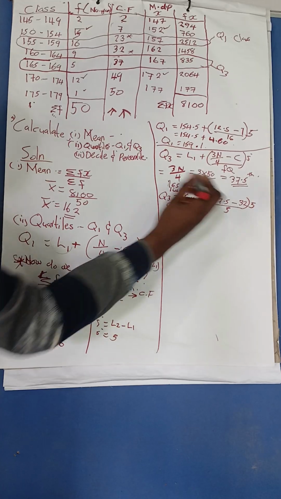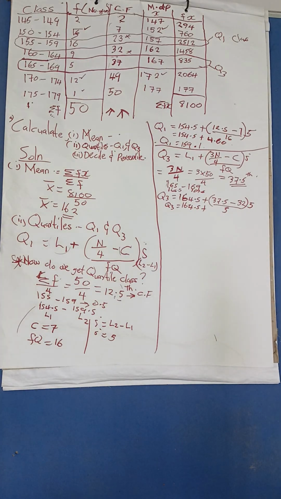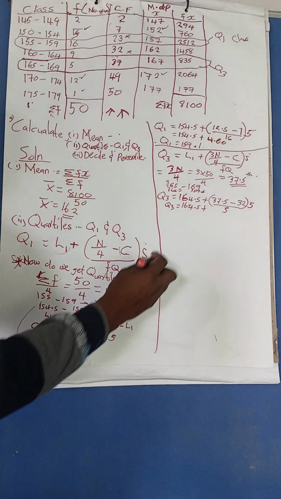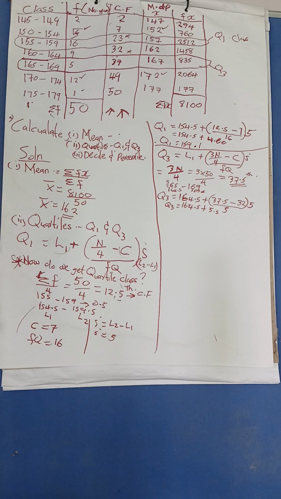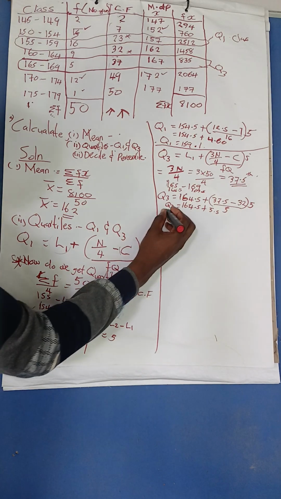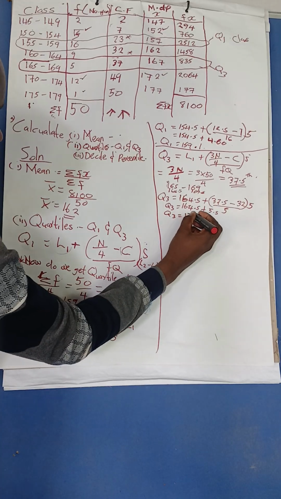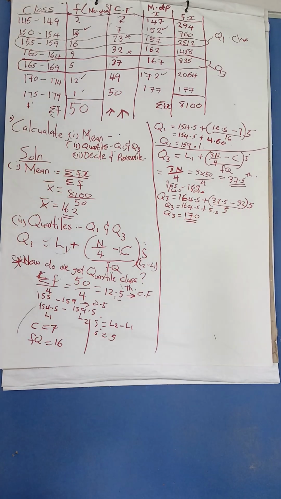164.5 plus, you'll add 5.5. If you use your calculator, you'll get it well, because 37.5 minus 32, I'll have 5.5. 5.5 multiplied by 5 is 27.5, divided by 5, I'll have 5.5. Then you add it to 164.5. So the answer of the upper quartile, our Q3, is 170. Good. Just easy that way.